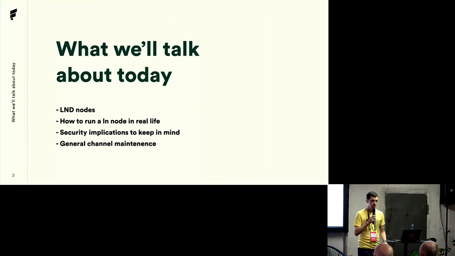Just a quick summary of what I'm going to be going through today. As you can imagine, we accept Lightning payments, so we're running Lightning nodes. We chose LND as our implementation of the node, which is written by Lightning Labs in Golang. I'm going to be talking through how we think about running our nodes, some of the security implications we keep in mind as we run it, and then general channel maintenance of your node after it's running. And there's going to be a link at the end of the presentation, but Alex actually gave a really great talk about the security implications of running a node, and he gets into the internals of how the node actually operates, and you should definitely check it out.